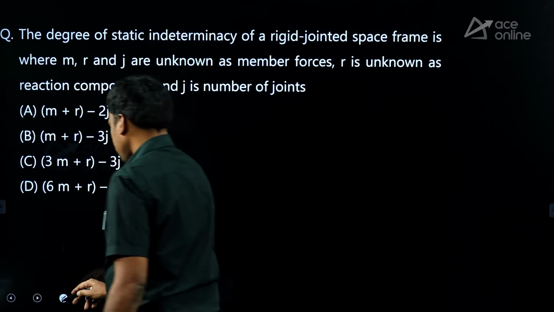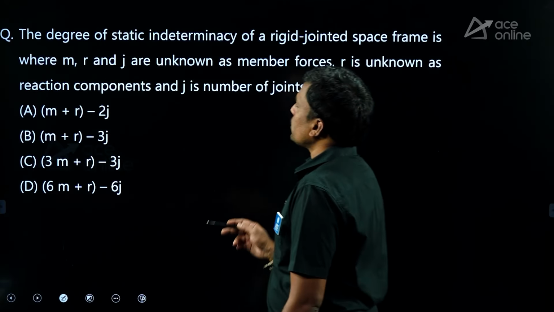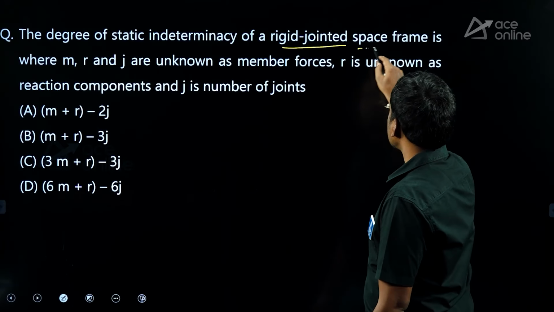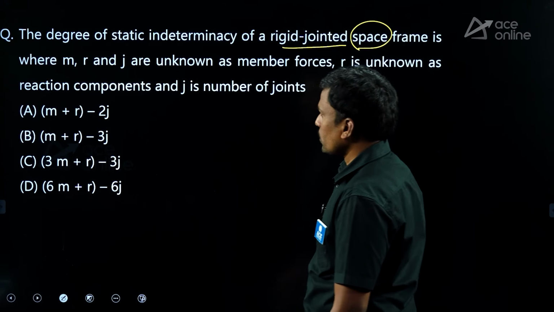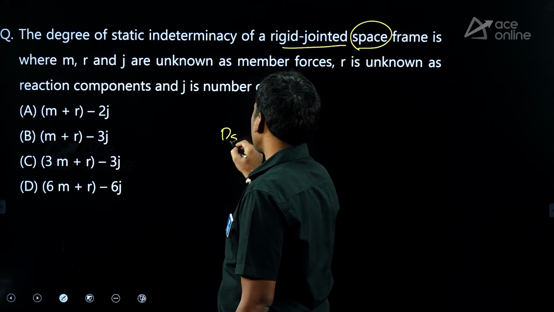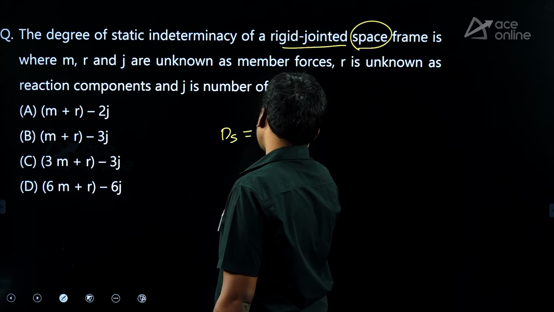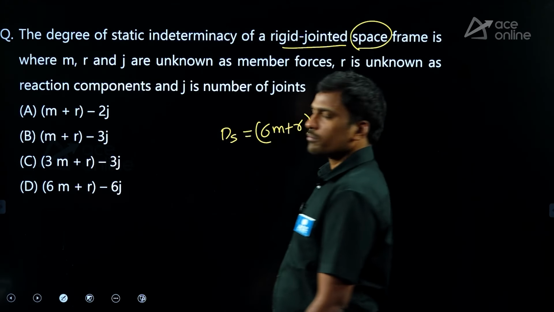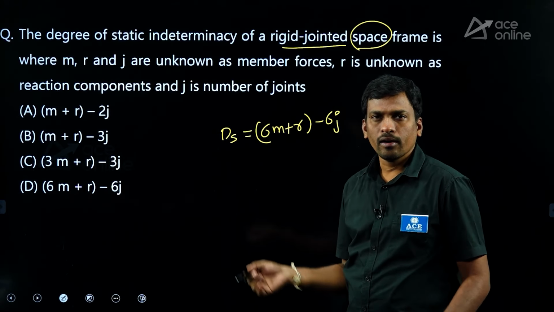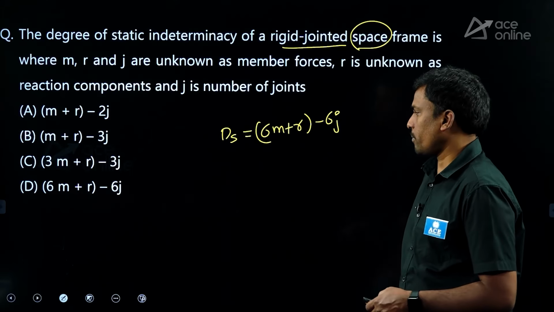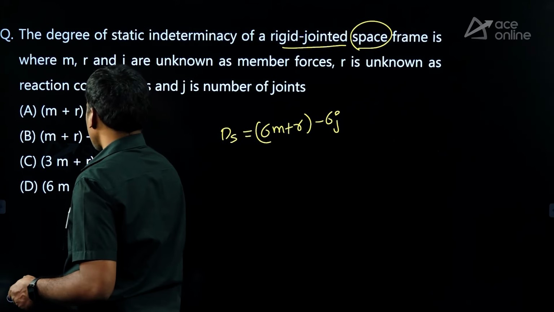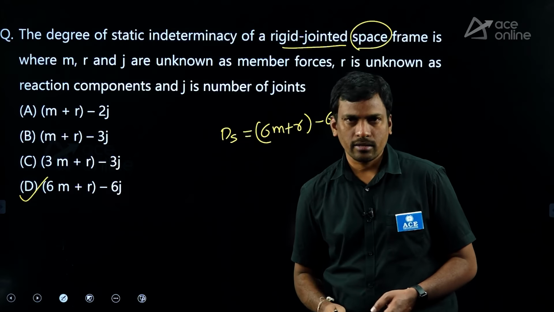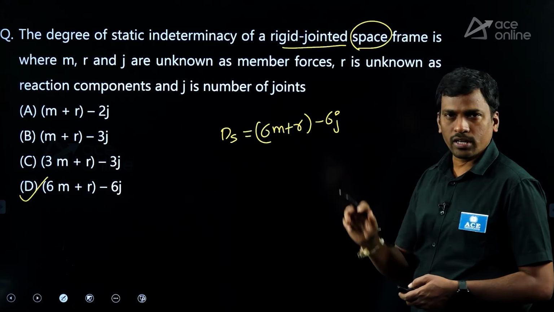See the question. The degree of static indeterminacy of a rigid jointed space frame is given. Okay, what is the formula? What is the DS? 6m plus r minus 6j, right? Formula to find the static indeterminacy for rigid jointed space frame. Then option 6m plus r minus 6j. So option D is correct. So only one question.